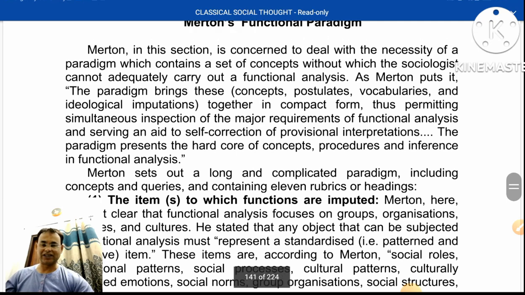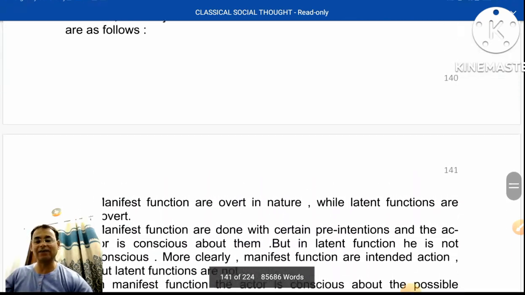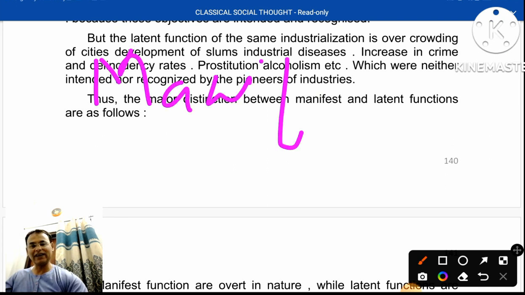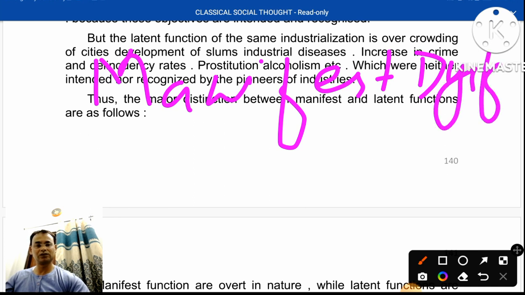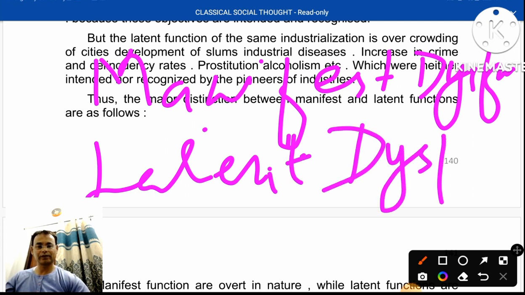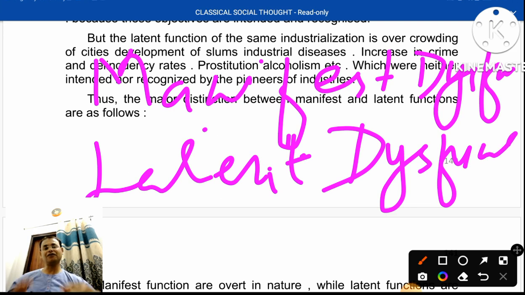So this is the manifest, and in the same way there are two types of dysfunction: manifest dysfunction and latent dysfunction. So you must remember this. Manifest dysfunction is that the consequence is very clear.